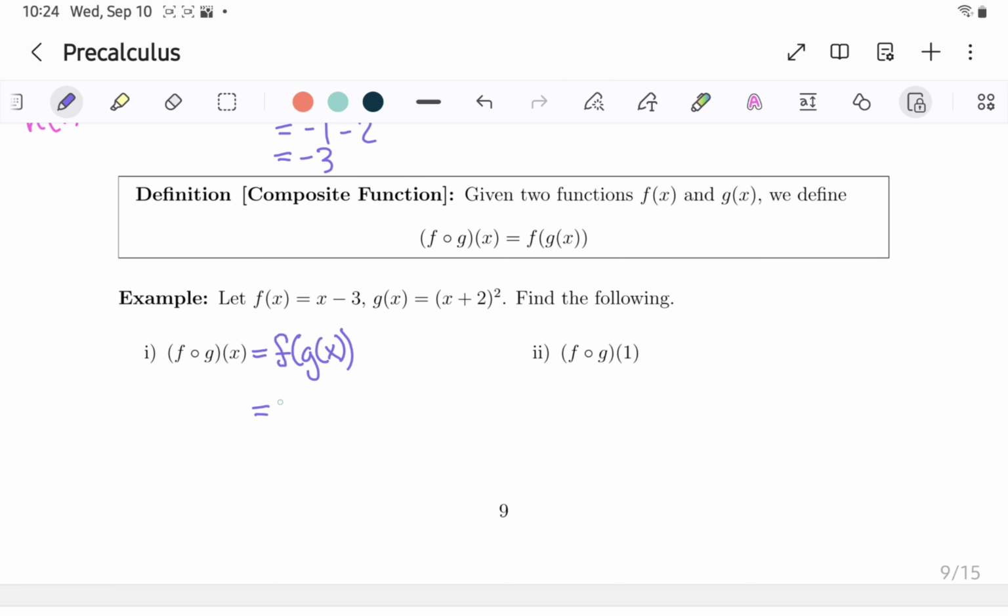Now we can go ahead and replace g of x with its formula, x plus 2 squared, or rather its rule of assignment. So this is going to be equal to f of, and then in parentheses, we're going to put x plus 2 squared. So it's like instead of having x as the input, we have x plus 2 squared as the input. Or in other words, to find the composite, we have to evaluate f at x plus 2 squared. So now using the rule of assignment for f, this is going to be equal to x plus 2 squared minus 3.